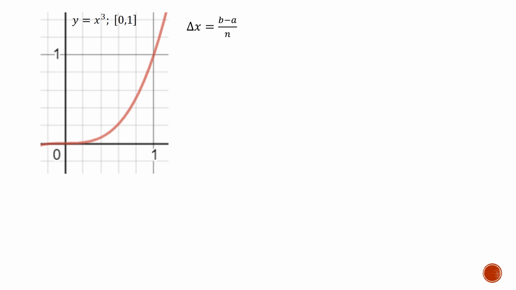First I find my change in x, which is the width of the rectangle. In this case, I'm not specifying the number of rectangles, so I'm going to leave n as n. So 1 minus 0 over n is simply 1 over n, and 1 over n will represent the width of the rectangle. I chose to go with the upper sum because it is a much easier formula to work with.